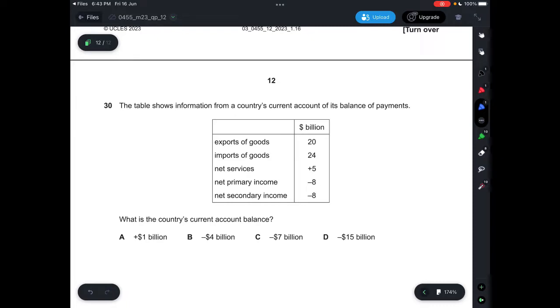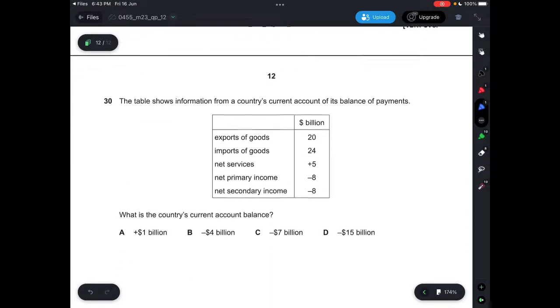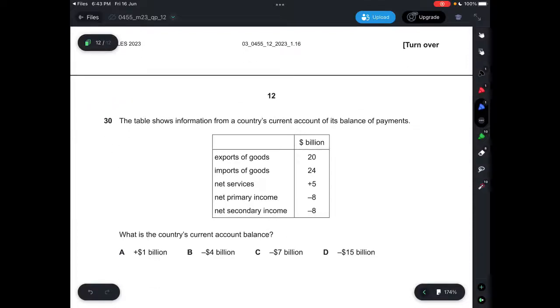Question 30, the table shows information from a country's current account of its balance of payments and what is the country's current account balance. So this one would be, okay, let's take a look at the export of goods and imports of goods. So that'll be under NX, net exports. So net exports would be -4 because your imports is 24 billion and your exports is 20 billion. So you're importing more than your exports, so -4. Net services is +5, so we get +1. Your primary income, your secondary income will be -16. So you get -15 billion total for answers.